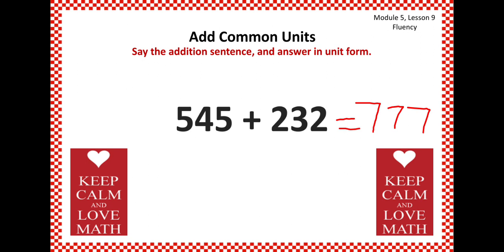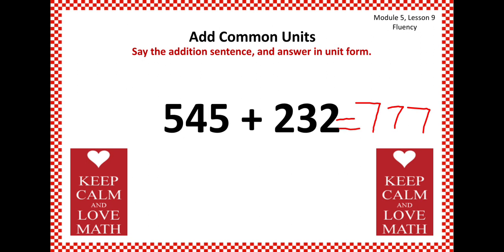So 545 plus 232 is 777. So let's say the answer now in unit form. This is 700, 710, and 7 ones.